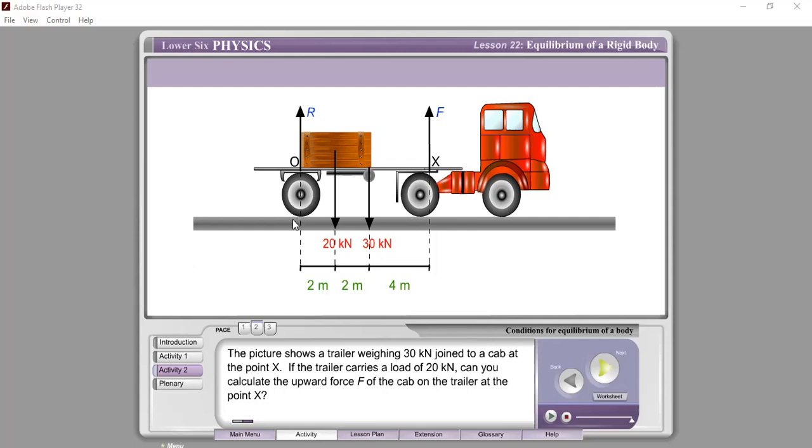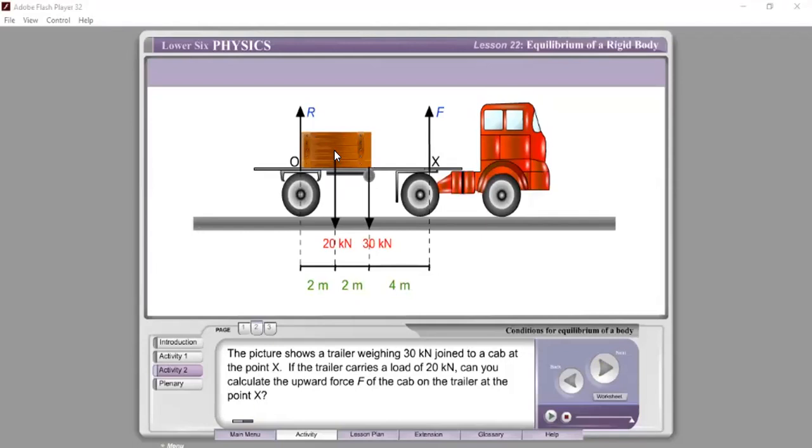That means the total together will be 30 and 20 kilonewton, but the weights are at different positions. The 30 kilonewton is the weight of the lorry or the trailer, so it will be at the center of the trailer. And this 20 kilonewton is the weight of the load.